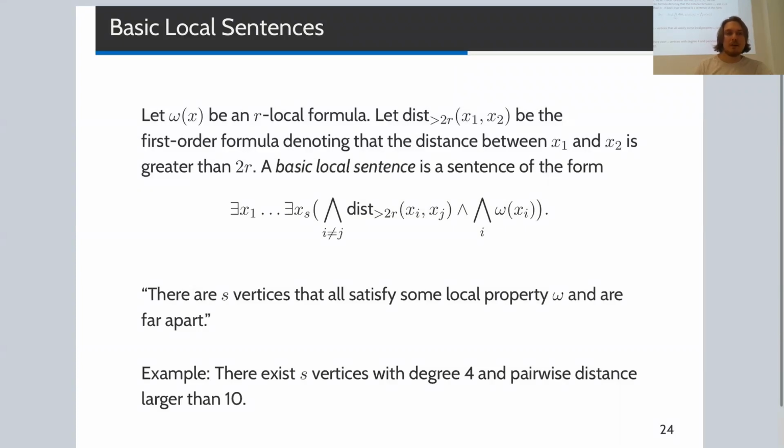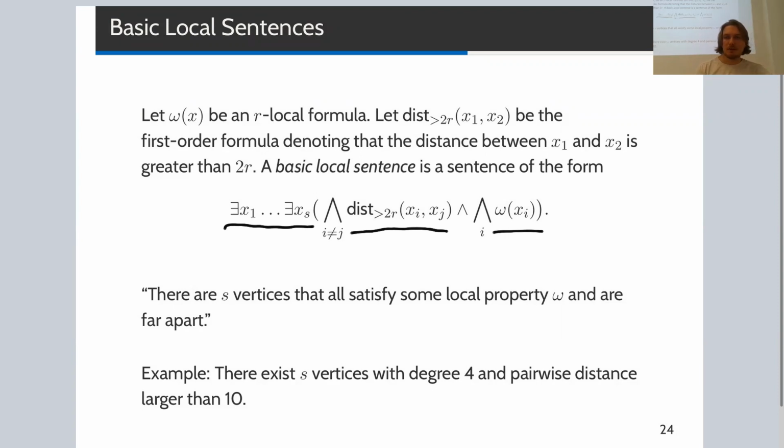And now we can define our basic local sentences. A basic local sentence is a sentence of this form. We say there exist x1 to xs, such that the pairwise distance should be larger than 2r. And additionally, each of those vertices should satisfy the local property omega. So these local sentences express that there should be vertices that are reasonably far apart, and each of them should satisfy a property omega. And omega is now a local property. An example of such a sentence would be: there exist s vertices which have degree at most 4, degree at most 4 is a local property, and they have pairwise distance larger than 10. This is just an example of what such a local formula could look like.